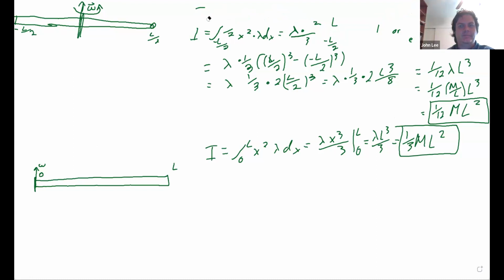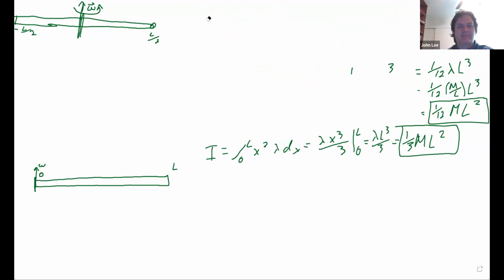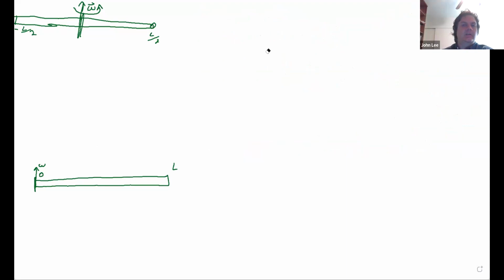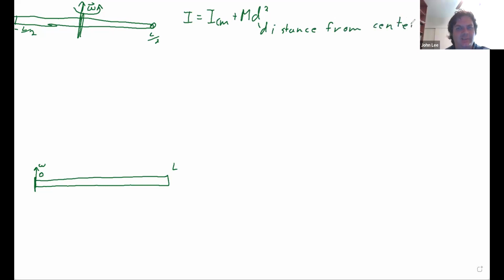This is also a consequence or a demonstration of something called the parallel axis theorem, where I equals I center of mass plus m times the distance from the center of mass, d squared. So in this case, the center of mass is going to obviously be in the middle of the rod.